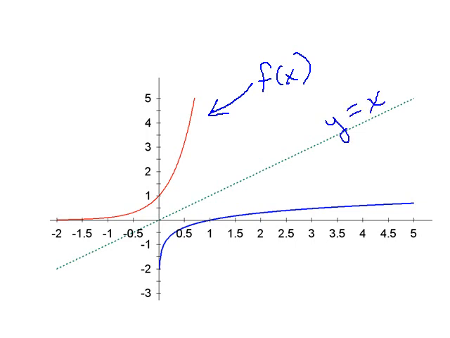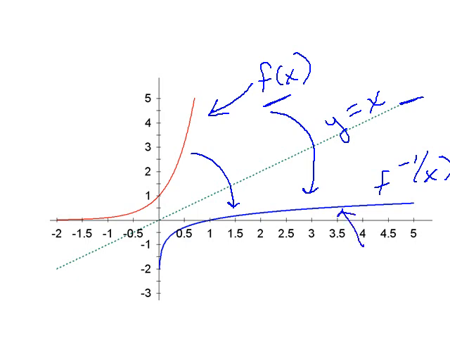Now the graph of the inverse of the function is the reflection of f of x about that diagonal line. In other words, if you folded the paper along this diagonal line, then this blue line would line up with the red line. Of course, it doesn't look like it does. That's just because of the scale of this graph, but it does.